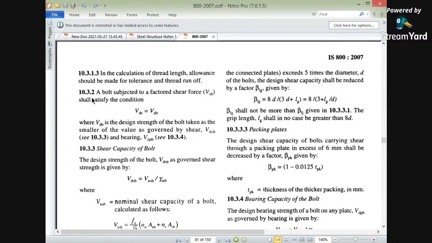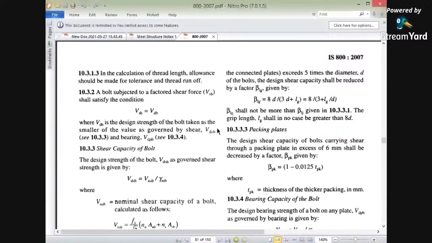As I have already said, every part of the problem and every design step is mentioned in the IS codes. You only have to refer to the proper page numbers and the proper clauses from which to take the data. In order to find the strength of bolt, or the bolt value, for connecting two plates with bolts, we first have to find the shear strength of bolt and the bearing capacity of bolt.